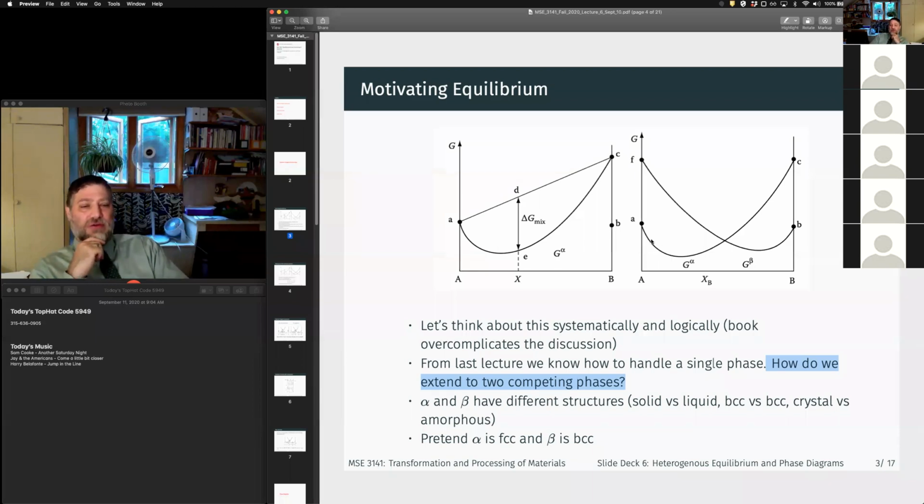And if we're in the dilute regime, it's no problem. If I don't have a lot of B in here, alpha is so clearly favored over beta in free energy that everything is just going to be happy being alpha. Same thing over here: if I have dilute A, everything's going to be happy being beta. But what happens when I have a solution that's in the middle here, and alpha and beta have similar free energy curves?